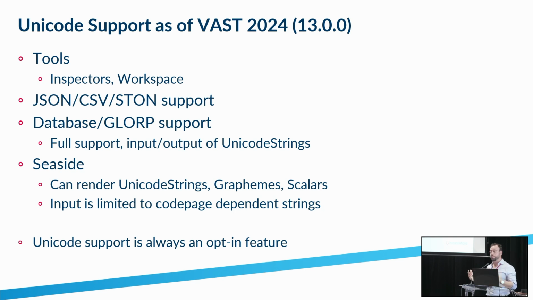Regarding Seaside, we added support to render Unicode components. Actually, that was partly contributed by one of our customers. However, in the current release, we didn't make it on time to have it how we wanted. So you can output Unicode abstractions like graphemes, scalars, and Unicode strings, but you cannot take them as input. Basically, you cannot get a Unicode string as an input and then manipulate it. So you cannot have special characters coming in a URL, even if it's UTF encoded, as long as they cannot be represented in the active code page.